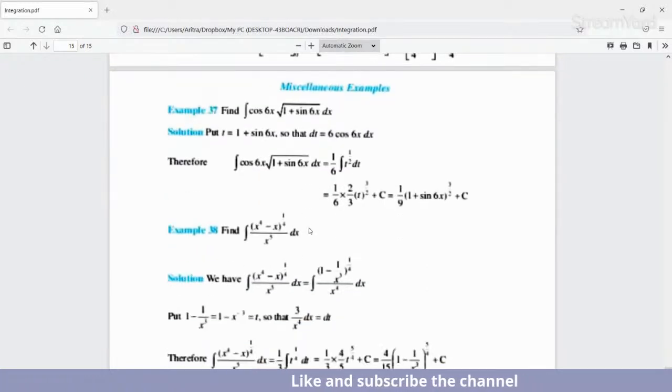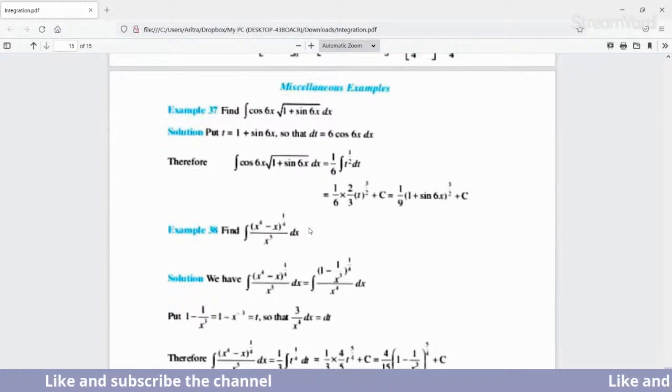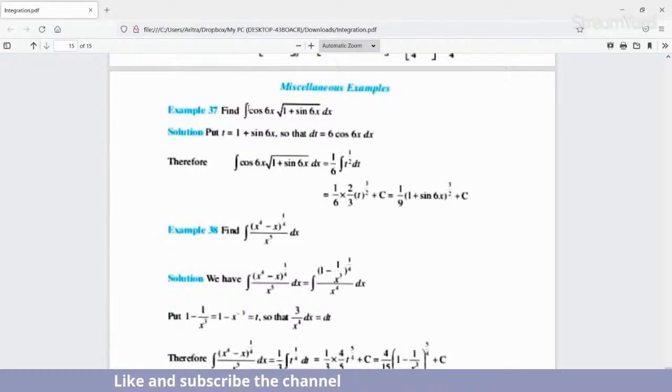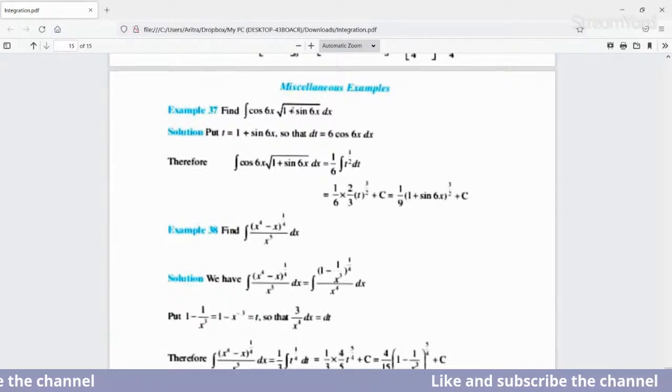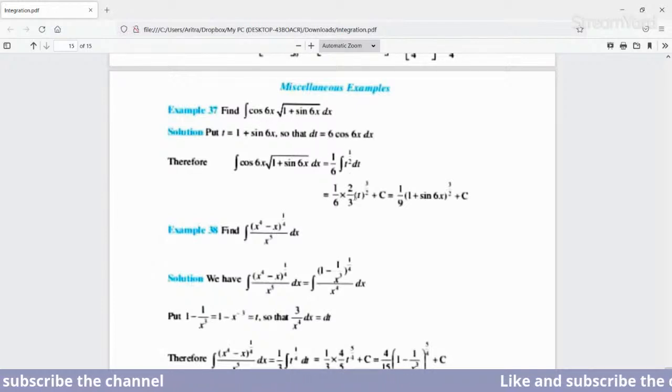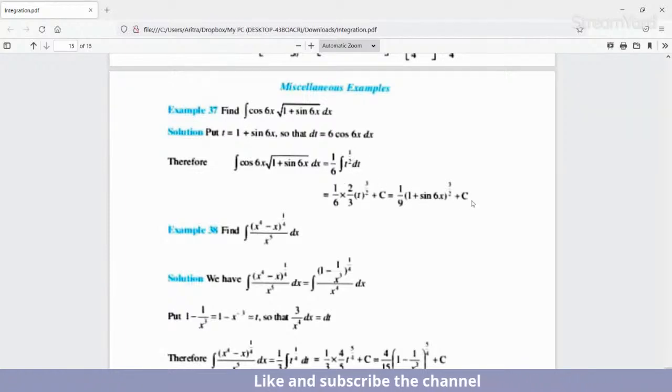Well, now the miscellaneous examples and the revision of integration will be done. So the question given is integration. Well, this is indefinite, both of them, that's given here. Cos 6x root over 1 plus sine 6x dx. So they have just taken this 1 plus sine 6x as t, and then differentiated both sides. They got the value for this. So 1 by 6 integration root over t dt, and integrated it.